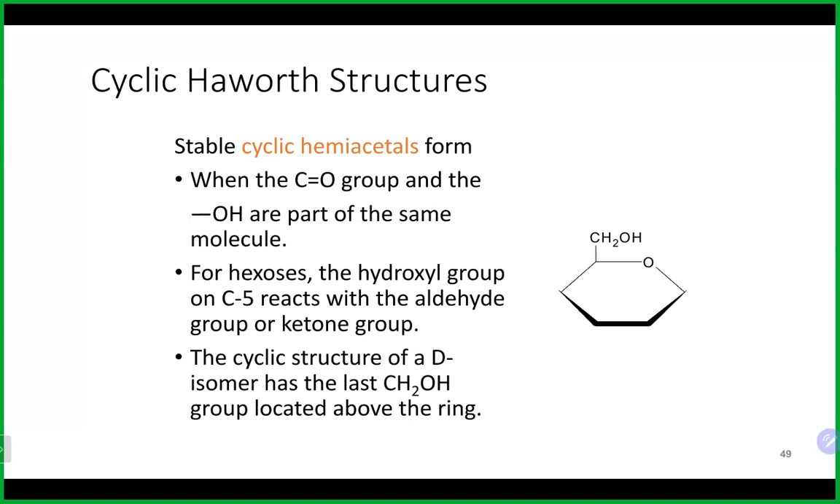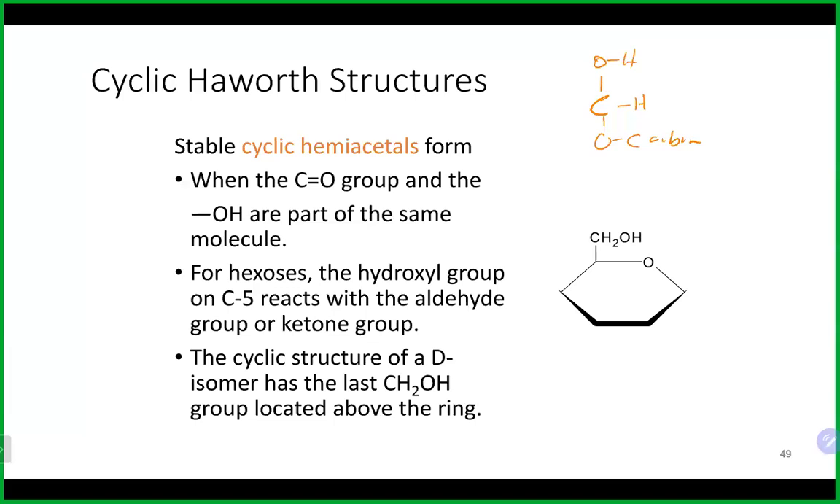If you remember, we talked about hemiacetals in the other chapter, and that is where we have a carbon that has an OH, and we have an oxygen-carbon group, and we have a hydrogen. That is a hemiacetal. And when the carbon-oxygen group and the OH are part of the same molecule, for hexoses, that's going to be carbon number 5.